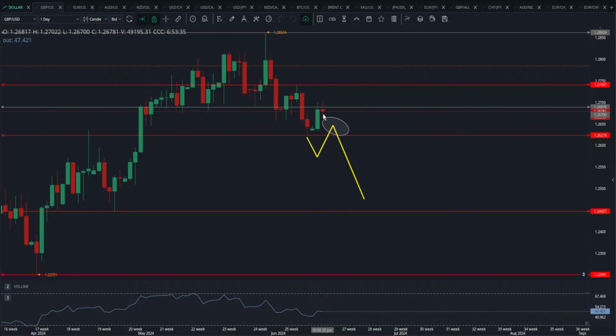Whereas in case it decides, okay, I want to go up, then it has to break through 1.2739 for us to become buyers. Till the time it is not breaking 1.2739 on the upside, we cannot be buying the pound against the US dollar. So keep that in mind, please.